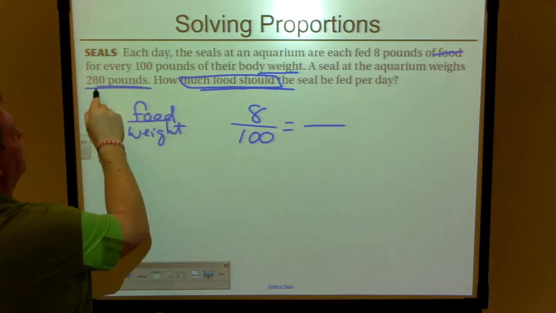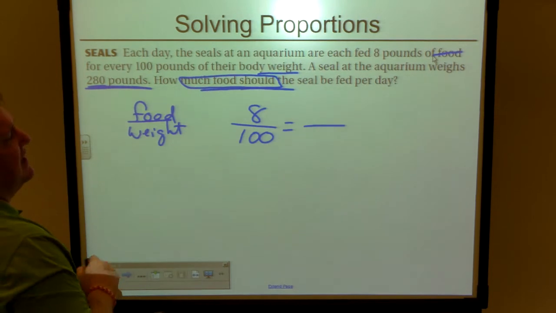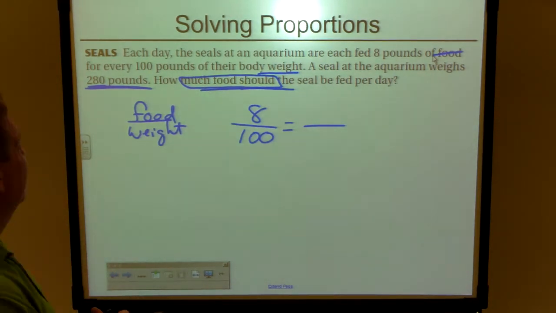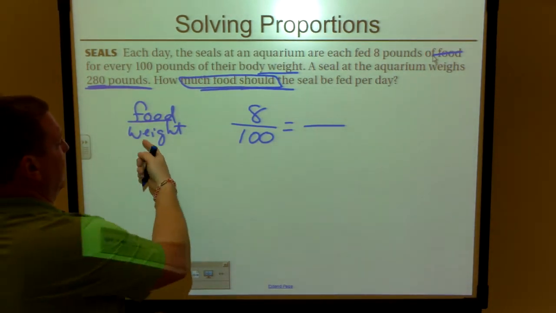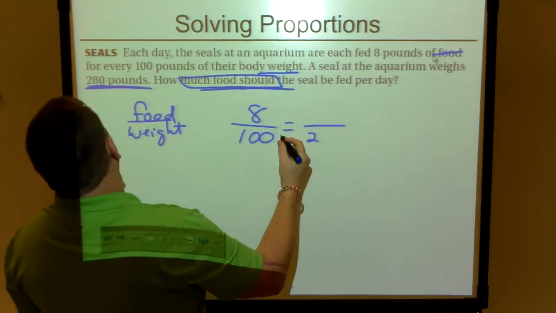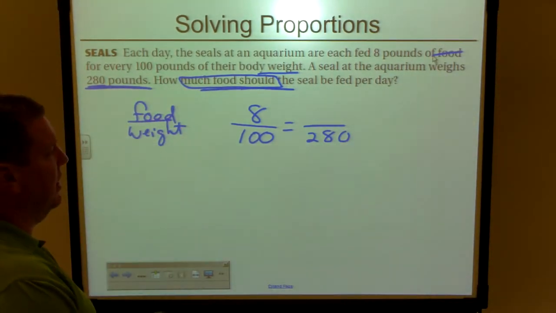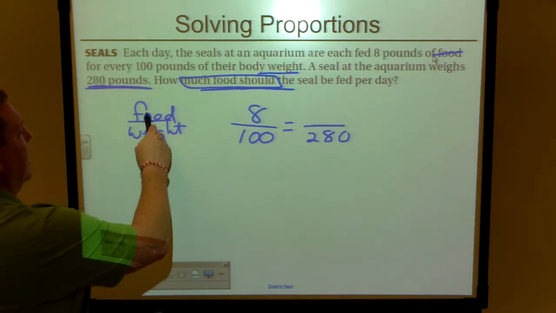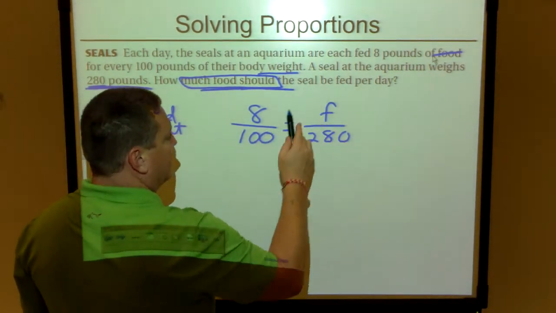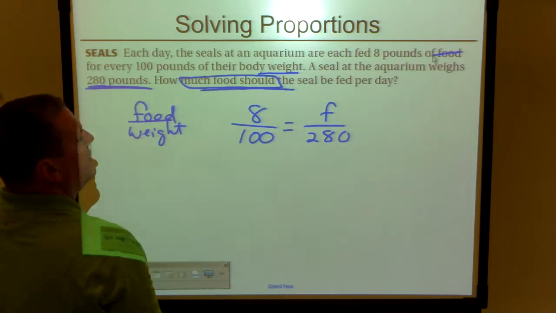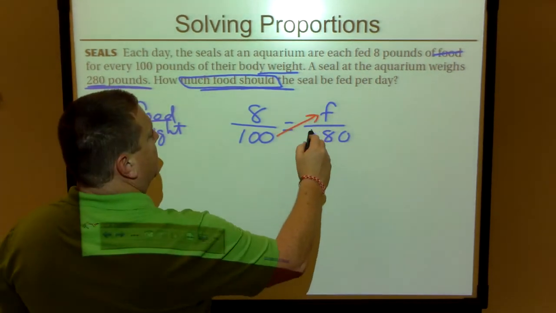So this number they give me, 280 pounds, is not the amount of food, but the weight of the seal, and the weight goes in the bottom, so I put the 280 pounds at the bottom. And since I'm solving for food, which is the top number, I'm going to use the letter F to represent the food. Solve this by cross multiplying.